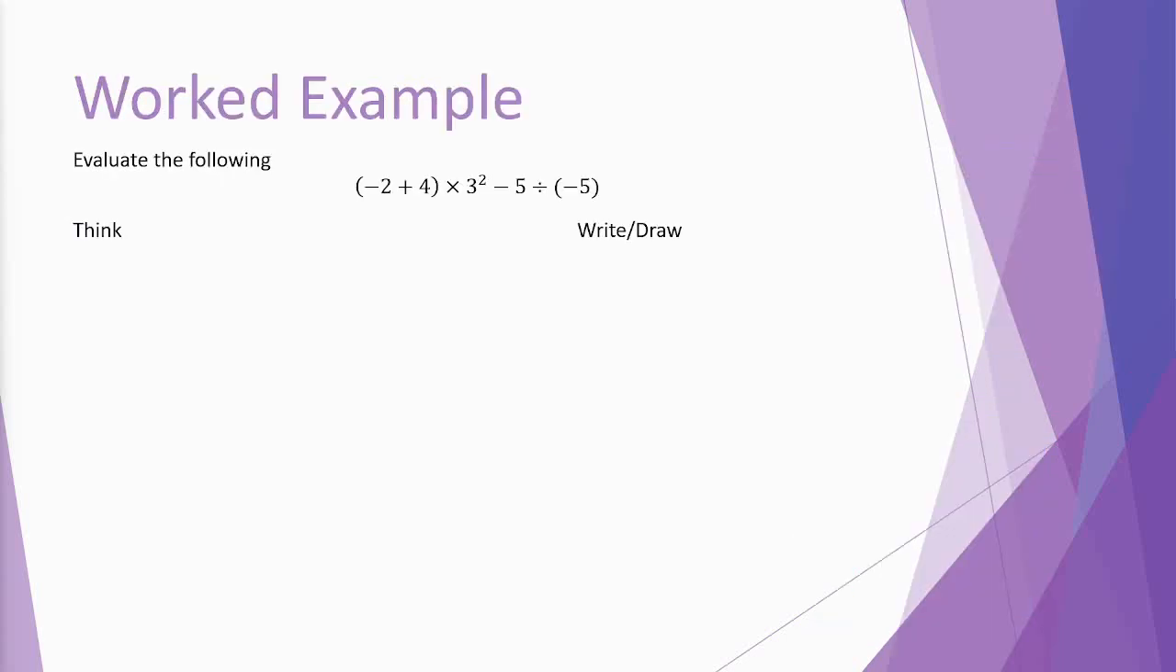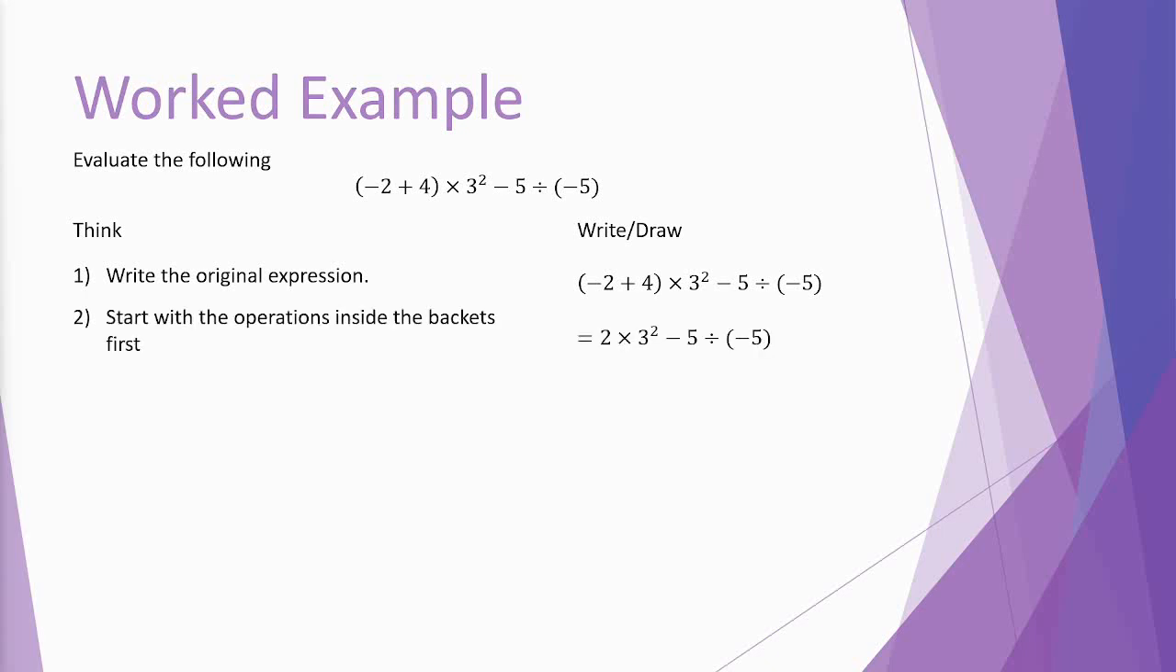Now let's do a worked example. I'm going to put my thinking on the left hand side and what I'm going to write down for my teacher on the right hand side. Step 1 is to write out the original expression. That way my teacher knows what equation I'm working on. So I've rewritten the expression. Next, I need to start with the operations that were inside the brackets. So I have -2 plus 4. We can use our number line if we need to, is +2. So I'm going to rewrite that equation with just that one change there.